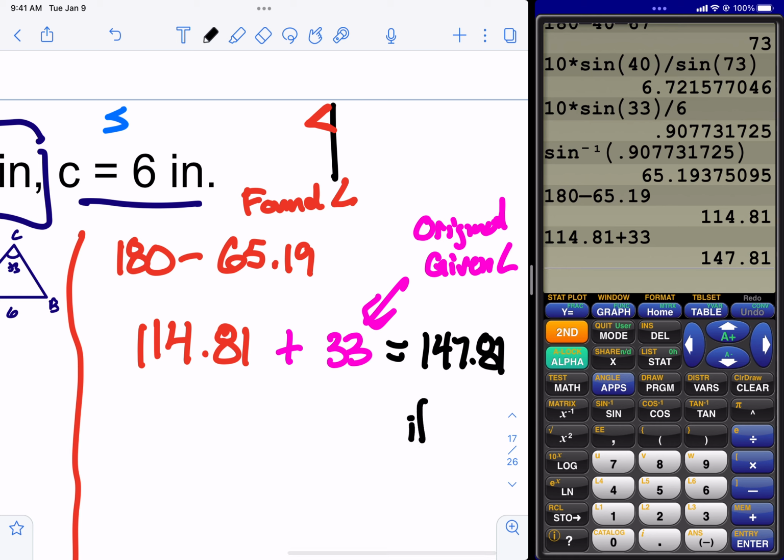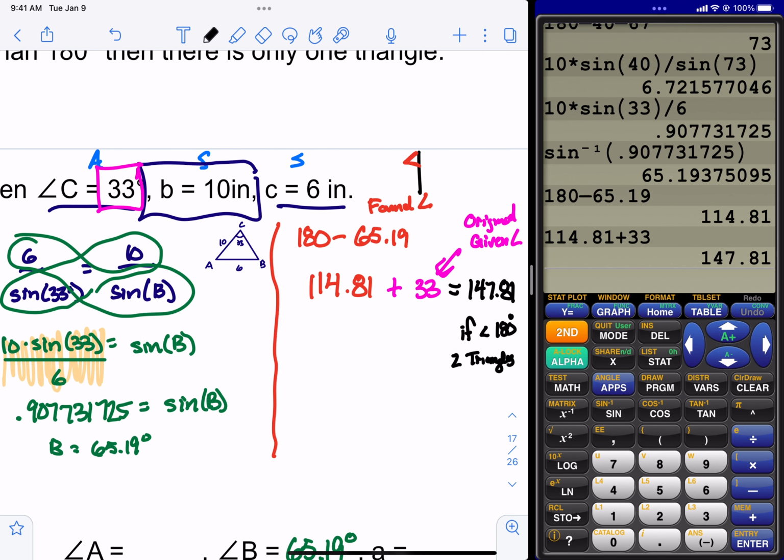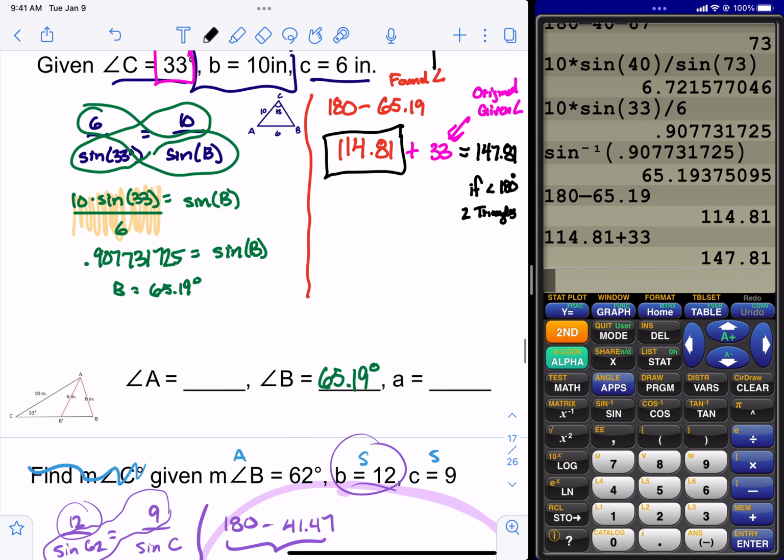If this number is less than 180 degrees, what that tells us is that we're going to be dealing with two separate triangles. And the way we're going to navigate that, since 147 is obviously less than 180, this 114.81 is actually going to be the measure of the other angle B.